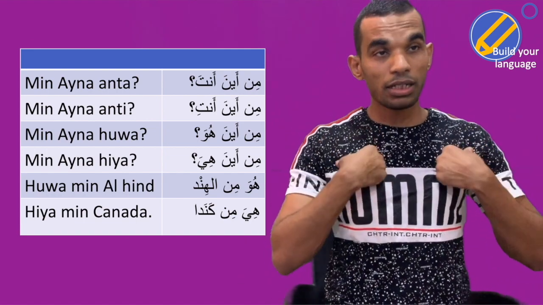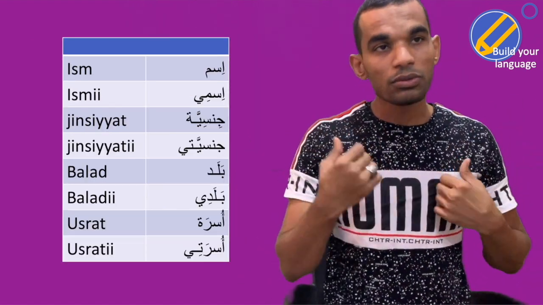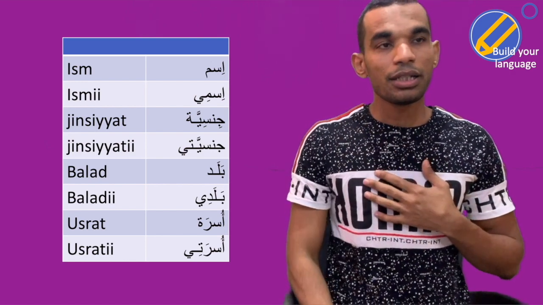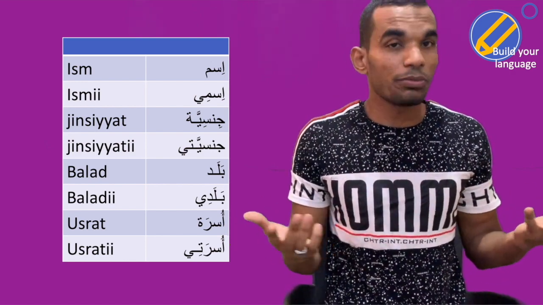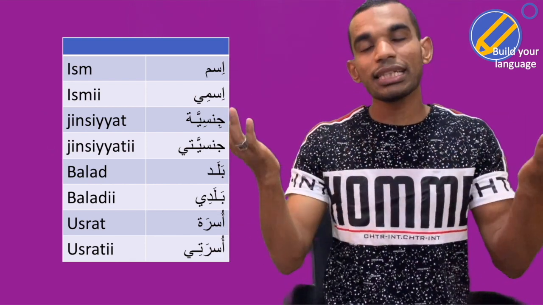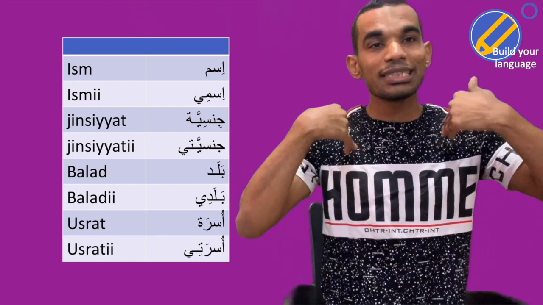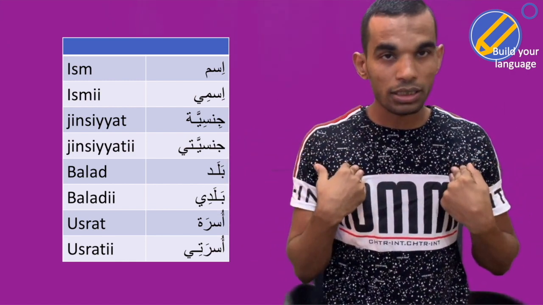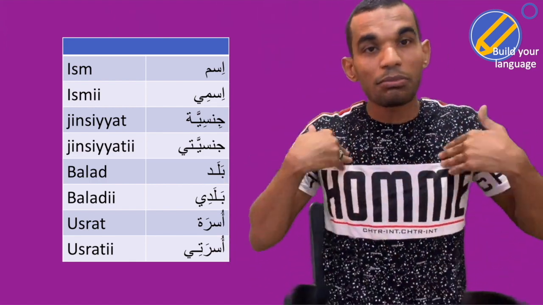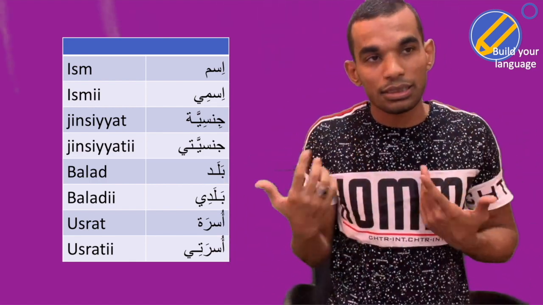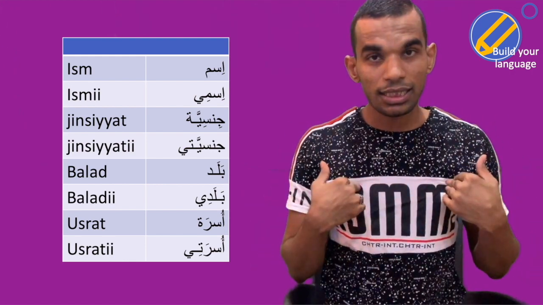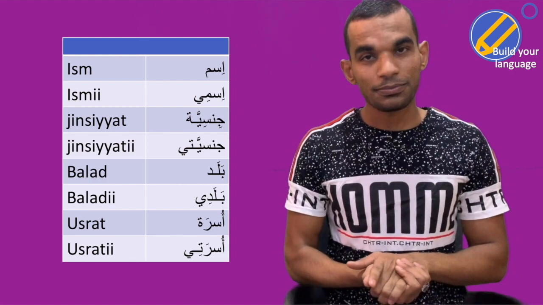In Arabic, to say my name, we add ya at the end, like ism, which means name. So we say ismi, my name. Jinsiyat, nationality. Jinsiyati, my nationality. Balad, country. Baladi, my country. Baladi Misr, my country is Egypt. Usrat, family. Usrati, my family.